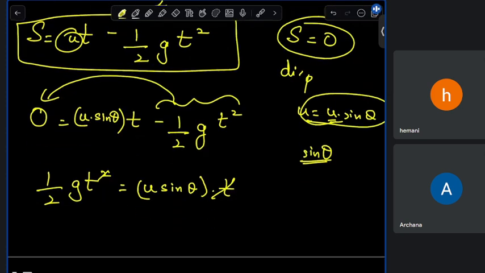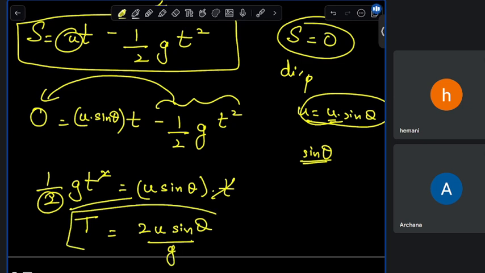So half g t square is equal to u sine theta into t. T got cancelled. So I'll write capital T right now because there's only t left. Now think for a second. This 2 gets crisscrossed, goes to the numerator, becomes 2u sine theta as it is. Whole thing divided by g comes to the denominator. This is the answer for time of flight.